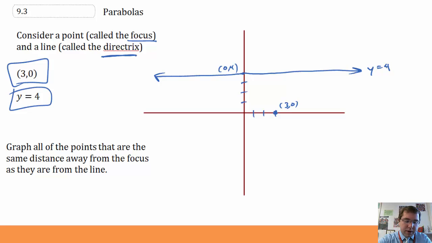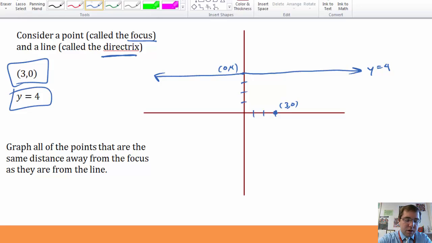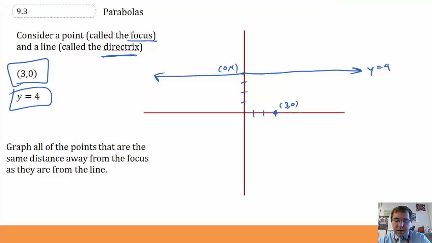Now I want to graph all of the points that are the same distance away from the focus as they are from the line. All of the points whose distance to the focus, to that point, is the same as its distance to the line. Well, one of those points is really easy to find. It's the one that's exactly halfway between the point and the line. So that's this point right here. That's the point (3, 2), because it's a distance of 2 away from the focus and a distance of 2 away from the line. What other points are the same distance away from the focus as they are from the line?